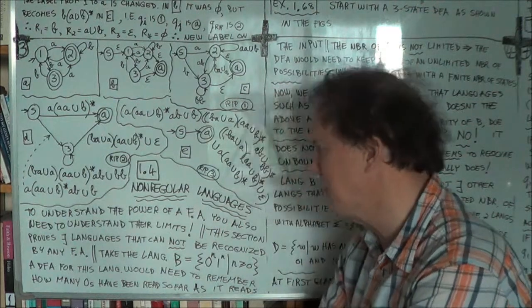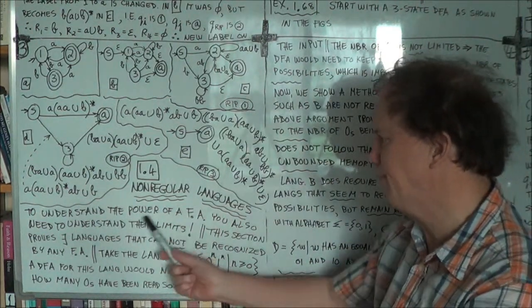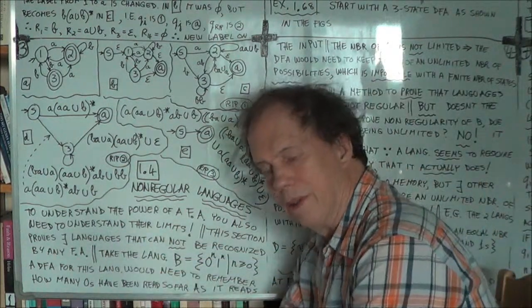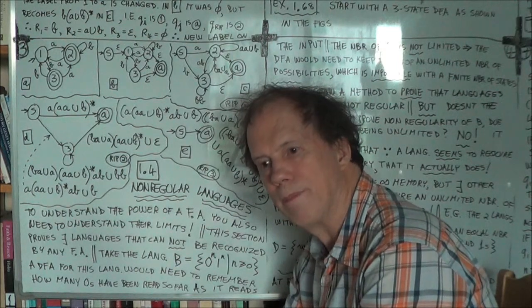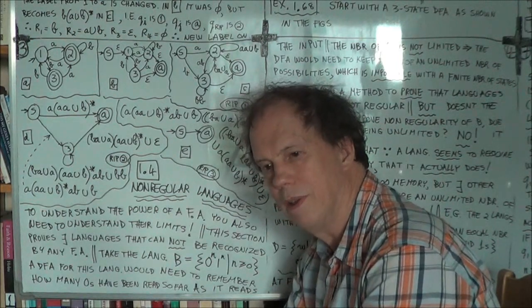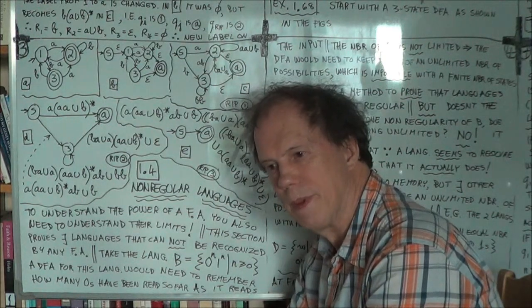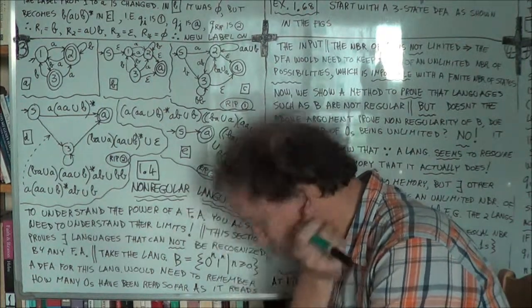So let's do some examples. Now, the point of this chapter is, well, there are various things, but one is to contrast a non-regular language from a regular language, so to understand what finite automata can do.